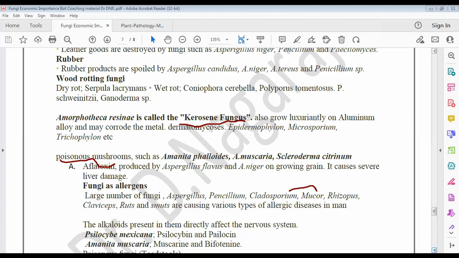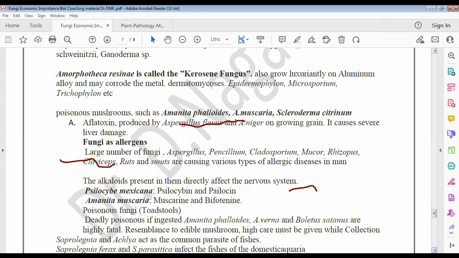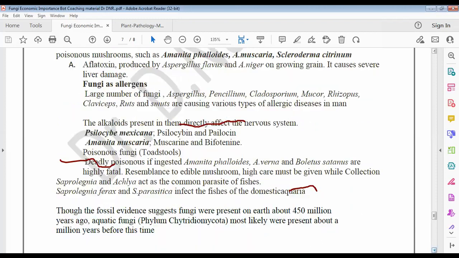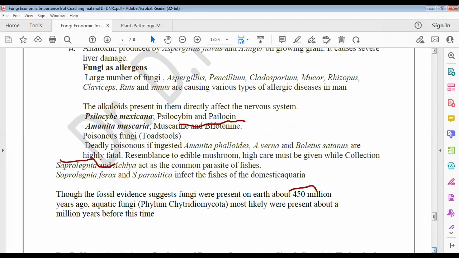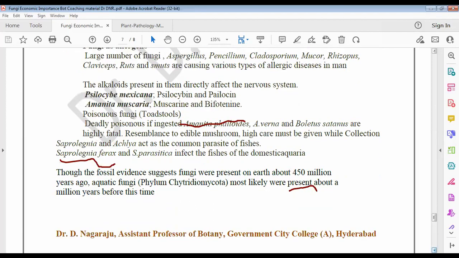And Scleroderma citrinum. You know, aflatoxins which are produced. So many allergens are also there in the fungi. So many alkaloids in the fungi cause damage in the nervous system. That is Psilocybe and Amanita. So many toadstools, poisonous fungi are there. Very deadly poisonous, you know, Amanita pallidis, Amanita verna.